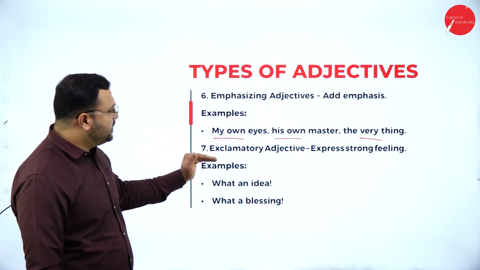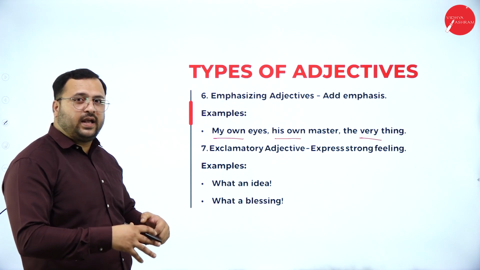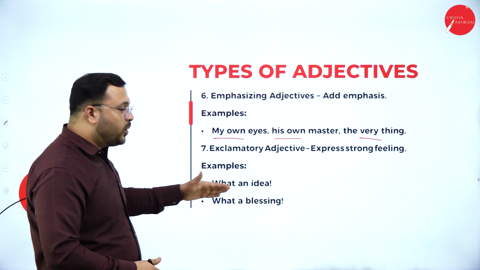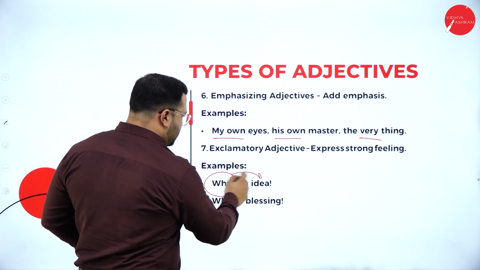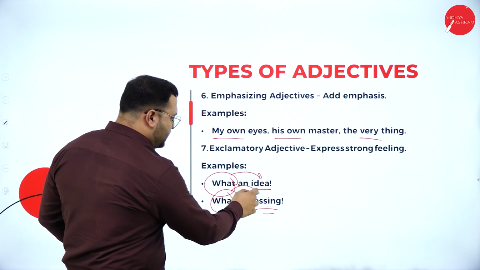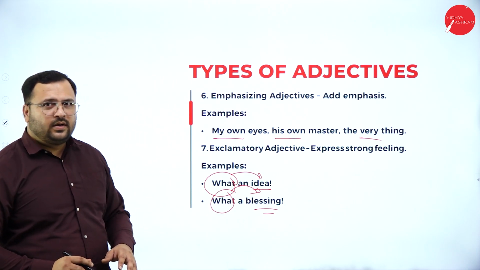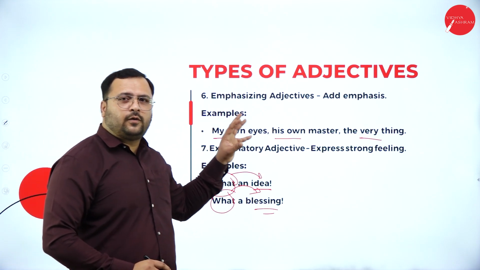Seventh one is exclamatory adjective, expressing strong feelings. They give emphasis again to the noun or pronoun. What an idea. So this, what an idea. This describes about this idea. What a blessing. It talks about blessing. So here, these words, what, is playing the role of an adjective.